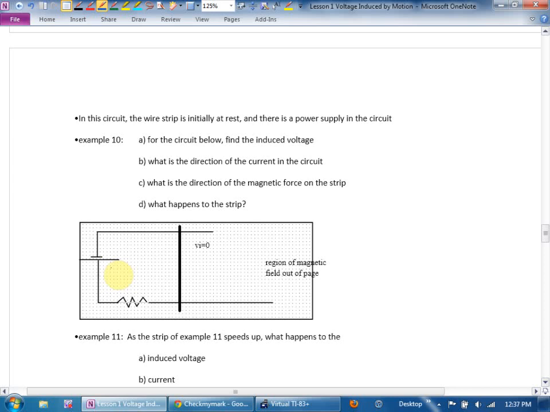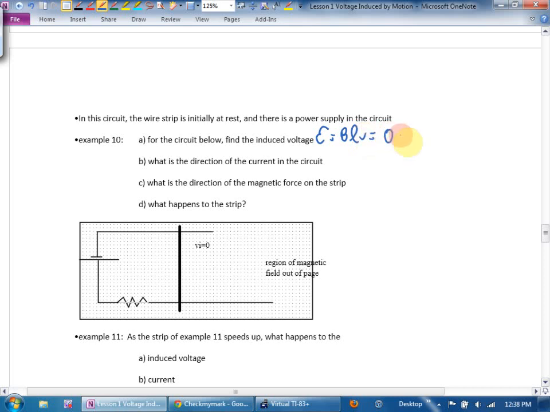Let's look. It says, for the circuit below right now, find the induced voltage. Well, how fast is the bar moving right now? 0. So right now, the induced voltage, which is B, L, V, if V is 0, what's my induced voltage right now? 0. Nothing.